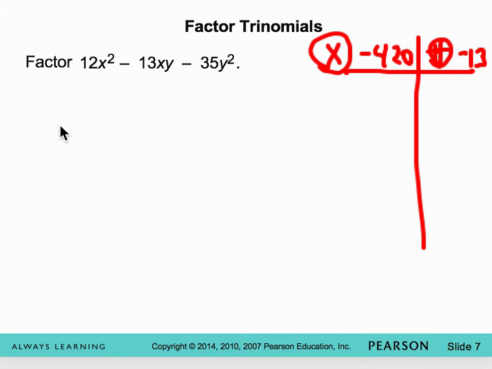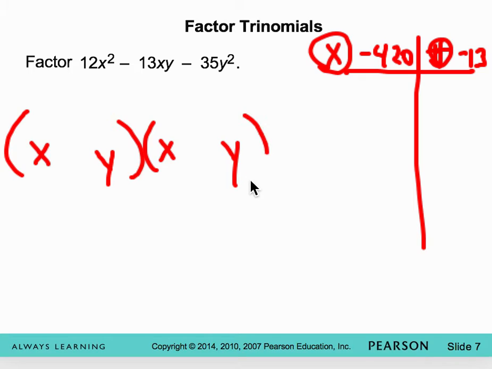Okay. So once again, I know this is going to look like this. I just have to find the numbers, right? So that's what I'm doing over here. I really don't want to go down my list, 1 and 420, 2 and 210. I could, and that's fine if I need to. Anytime a number ends in 0, let's think about this. If I add negative 42 and 10, I get negative 32, so that's not it.